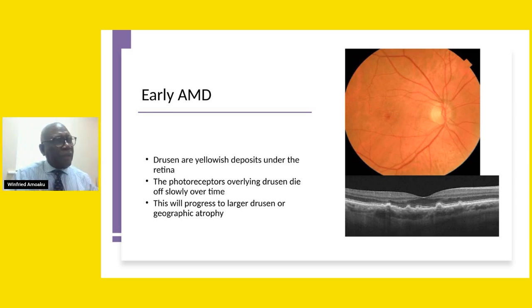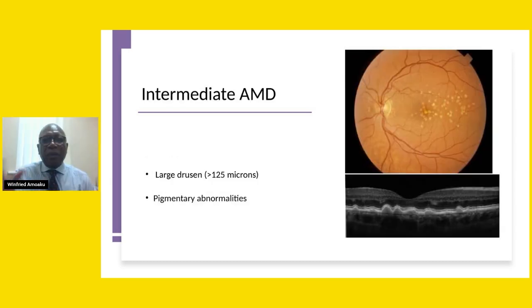And some of the time, the drusen get larger as well. And in the process, the whole process will subsequently lead to intermediate AMD or later late AMD. So this slide here shows you larger of those yellow deposits, which make it more obvious. And you notice the bumps on the OCT scan are more obvious and larger. So, and you may have some pigment deposits at the edges of the drusen as well.